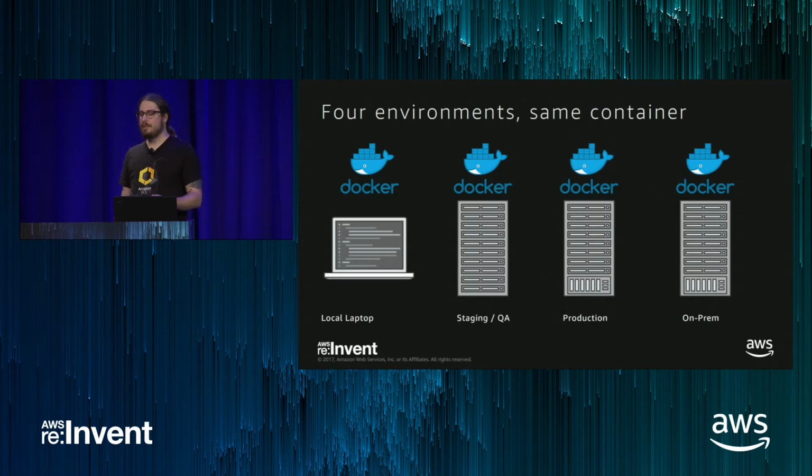When I actually go and deploy the Docker image, it runs the exact same way on my local laptop. It runs the same on QA. It runs the same in production. And it runs the same in my on-premise environment. And so I have this confidence that the application I developed on my local laptop that worked there is going to work everywhere that I run it.